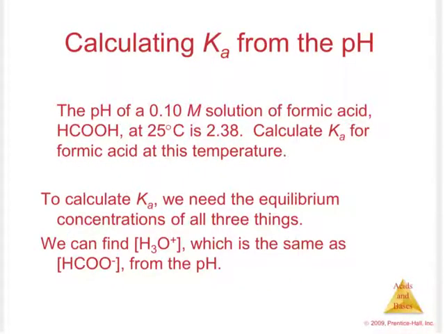Going back to the problem, we're told that the molarity of the solution is 0.1 molar and that at 25 degrees Celsius, its pH is 2.38. And if we know the pH, we can then determine the hydrogen ion or hydronium ion concentration.